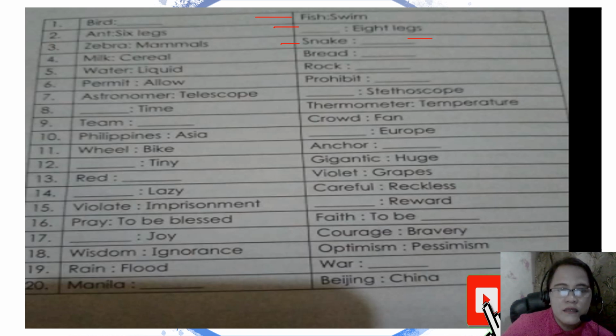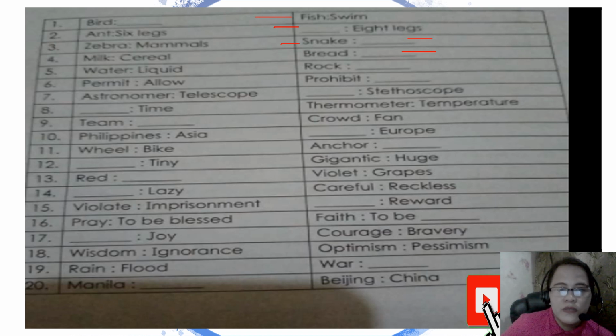Milk cereal. Ang milk daw, ang kapartner niya ay cereal. Ito yung Kellogg cereal, milk and cereal. Ang tinapay naman, kaya ano kaya ang kapartner? Bread. Number 5, water is to liquid.